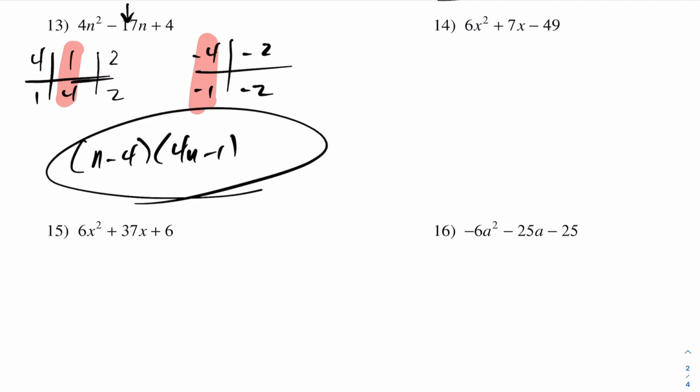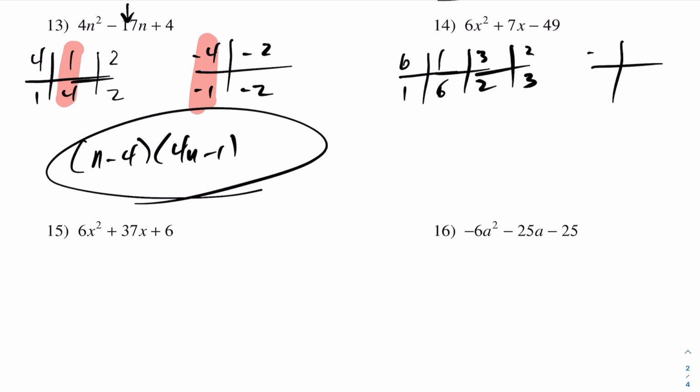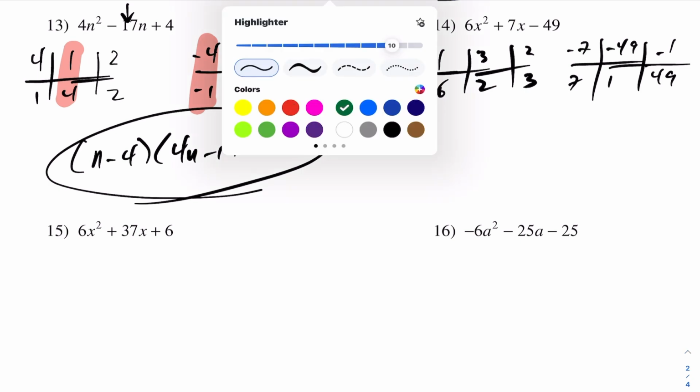All right, take a look at number 14 here. So same idea here, no GCF on this, so go right to charting. We've got 6 and 1, 1 and 6, and then we have 3 and 2, 2 and 3, and again, I need to get a 49 out of this, negative 7 and 7, negative 49 and 1, and lastly, negative 1 and 49. So I need the product of the diagonal terms to sum to be a 7 here.